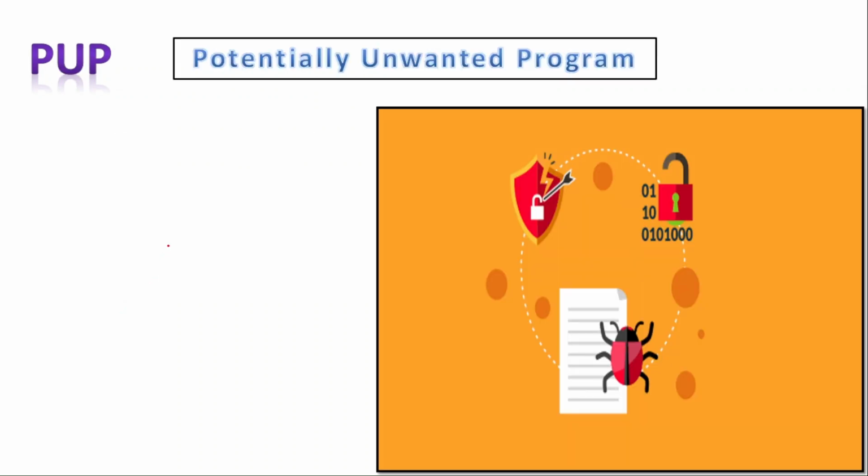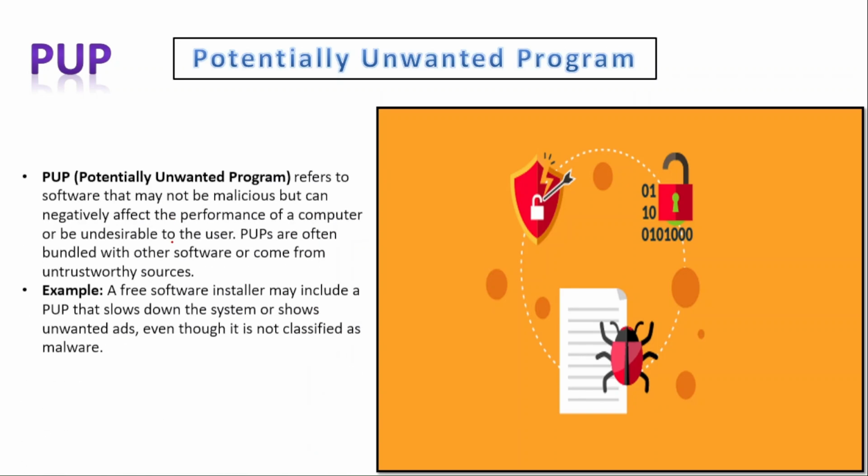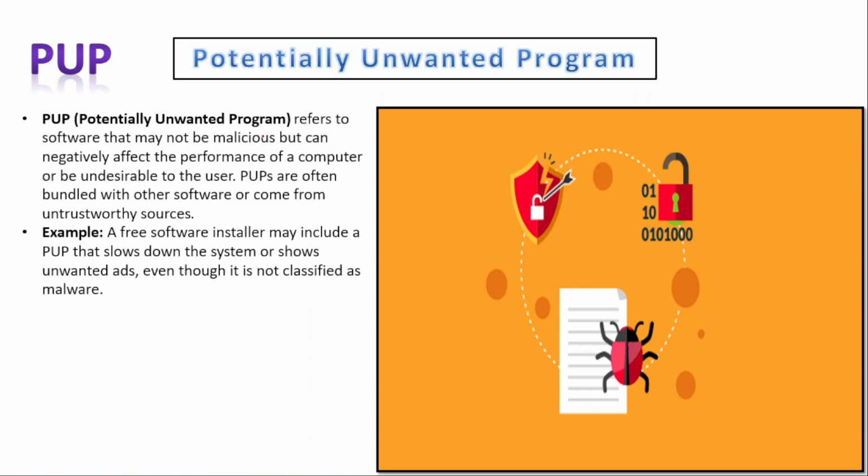PUP, that is potentially unwanted program. So PUP, potentially unwanted program, refers to software that may not be malicious but can negatively affect the performance of a computer or be undesirable to the user. PUPs are often bundled with other software or come from untrustworthy sources. Example, a free software installer may include a PUP that slows down the system or shows unwanted ads, even though it is not classified as malware.